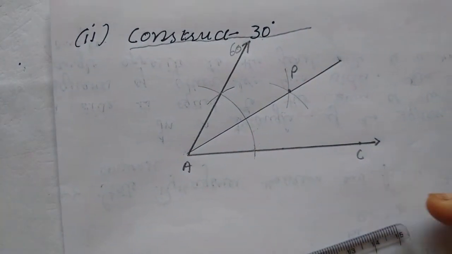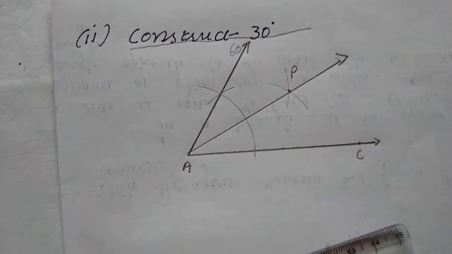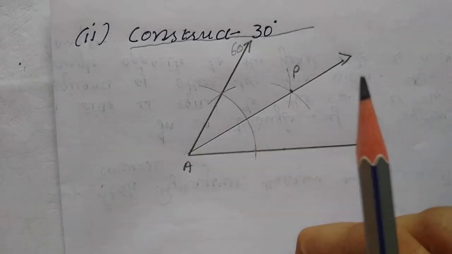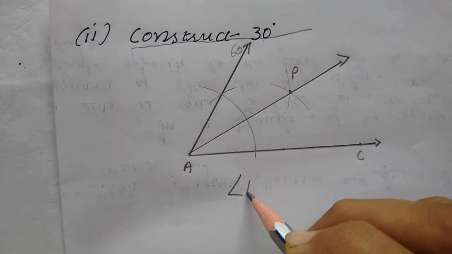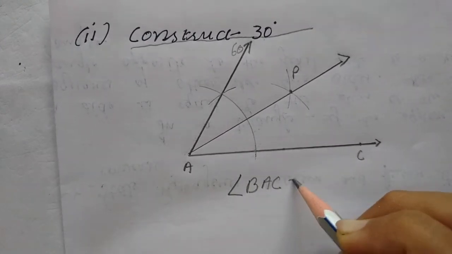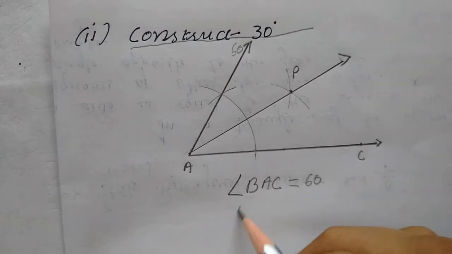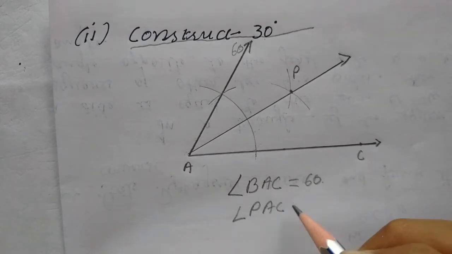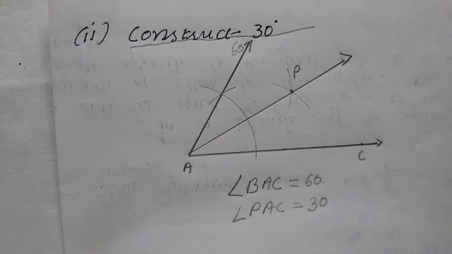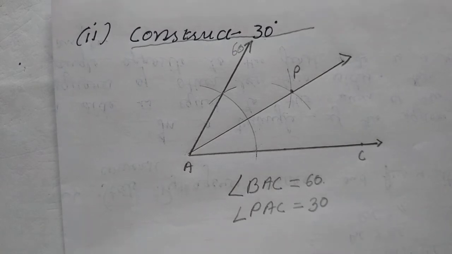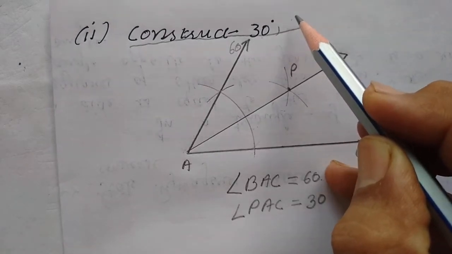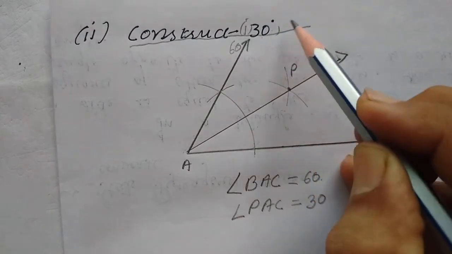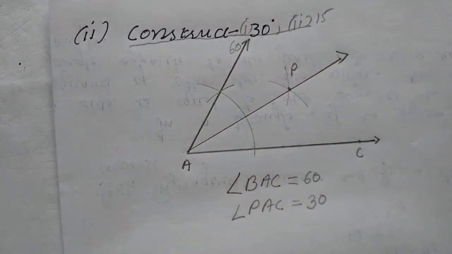So now children, you can see that angle PAC, you can measure it. First we write BAC, BAC equal to 60. Angle PAC, that would be 30, children. Now children, we are not changing the radius and I am teaching this 15. Construct 30 and 15, children.